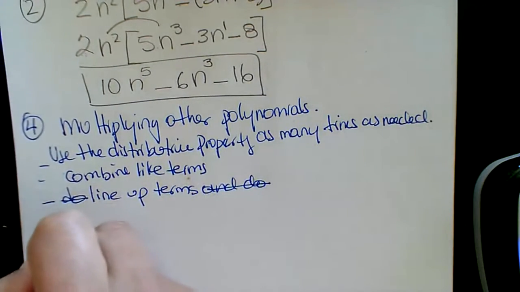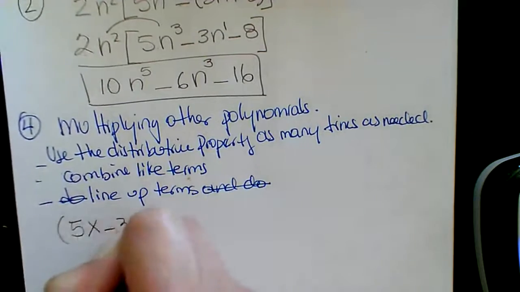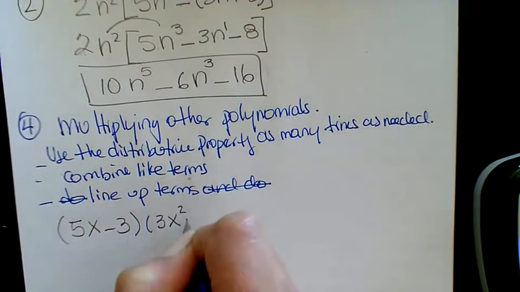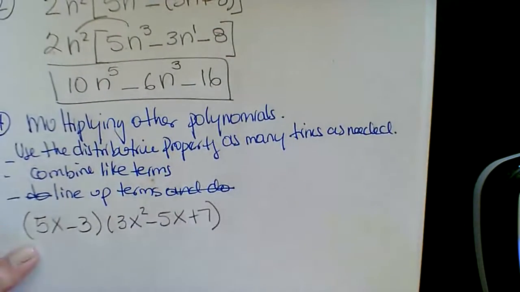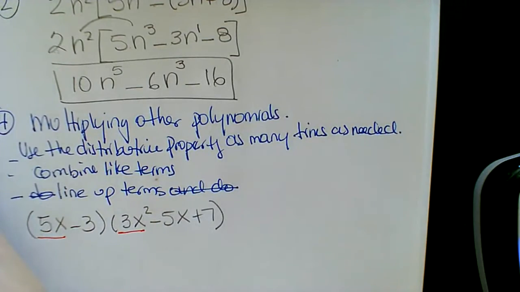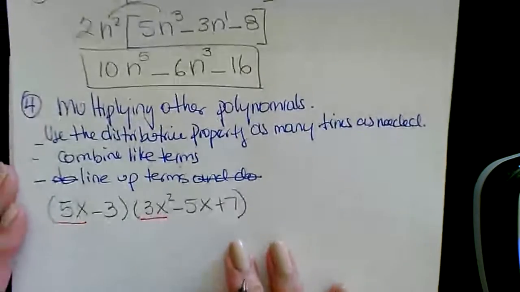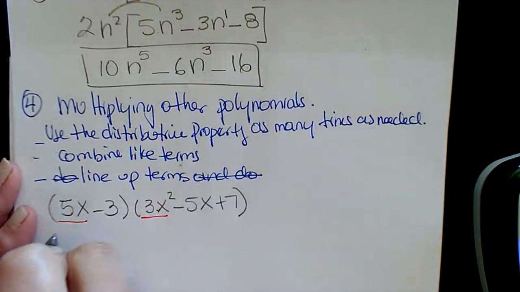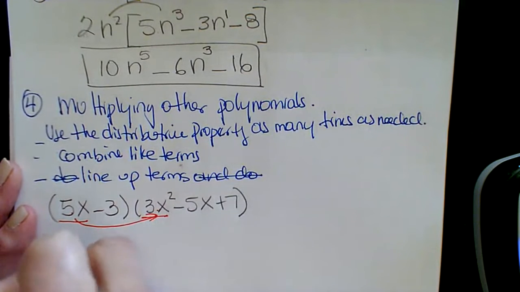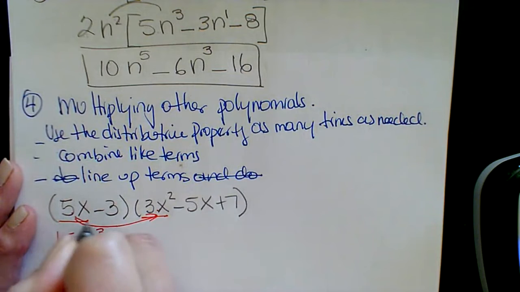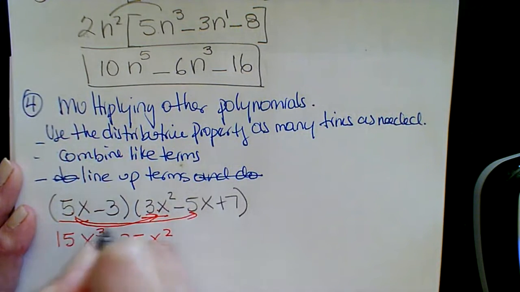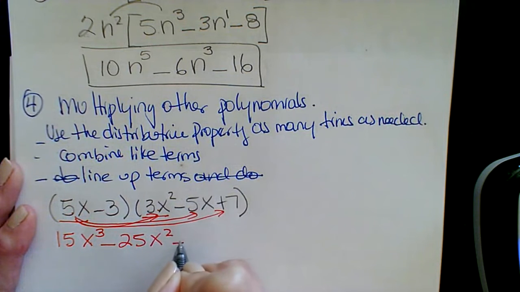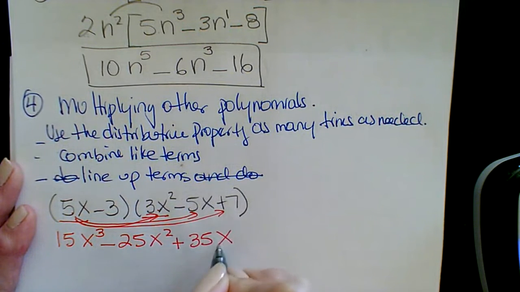We have 5x minus 3 multiplied by what? 3x squared minus 5x plus 7. So first one is this one times this one. So we have 5x times 3x squared is going to be 15x to the third power. This is going to be negative 25x squared. And this is going to be plus 35x.